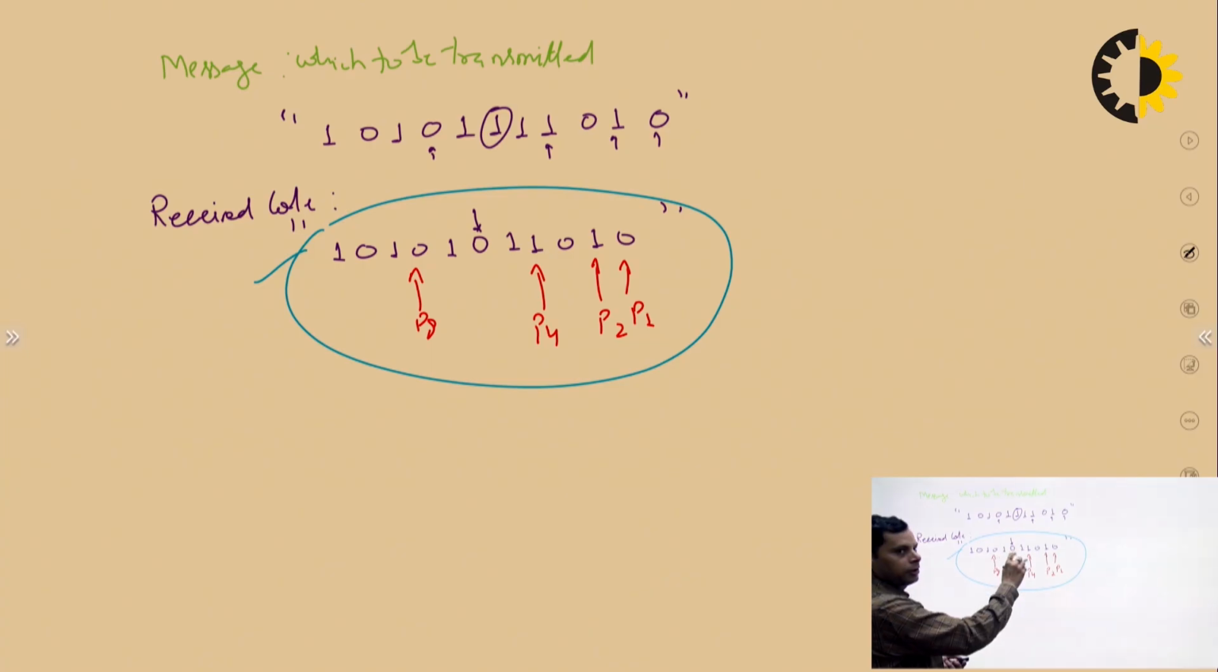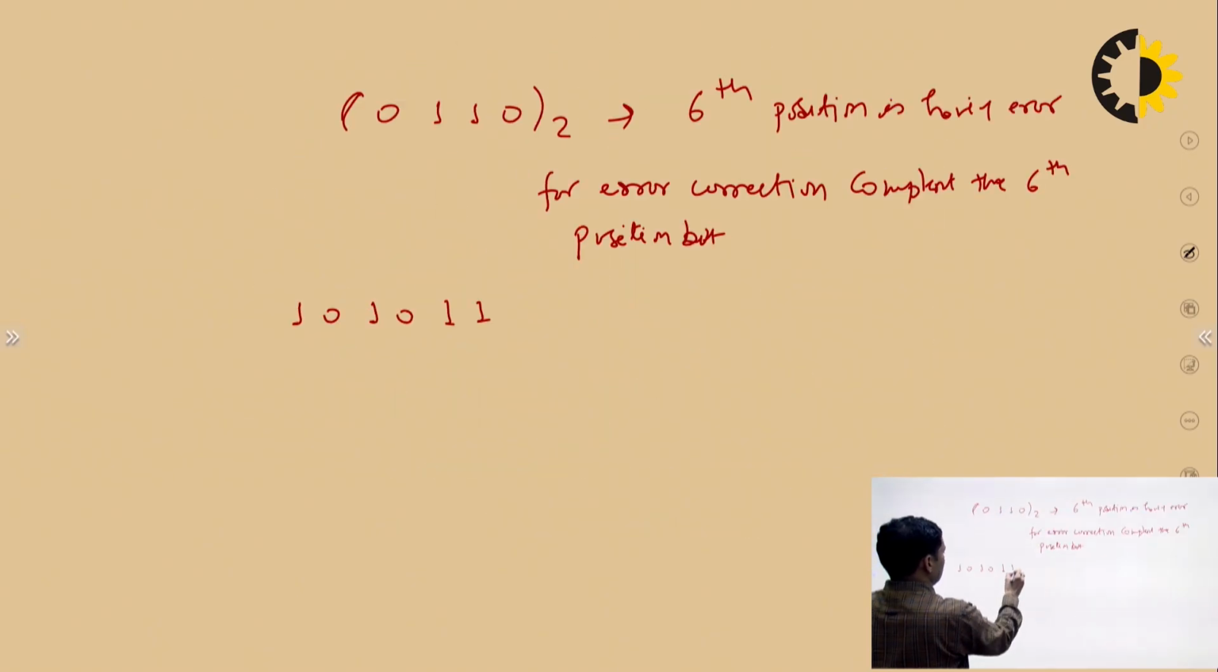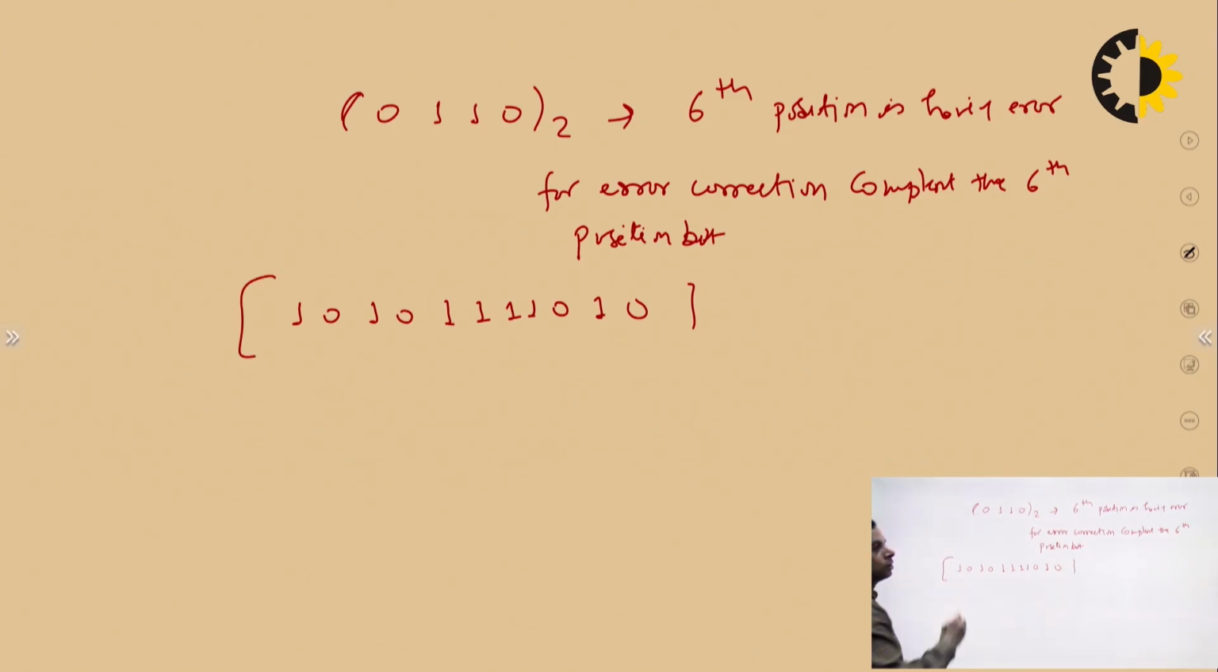So its complement will be 1 here. So 0 will become 1. That means 1 1 0 1 0. So for this message received, the receiver will detect the error and correct this position, the 6th position here.